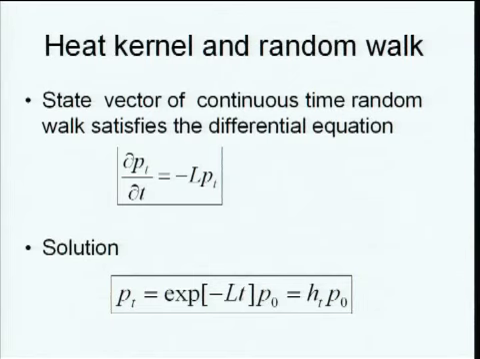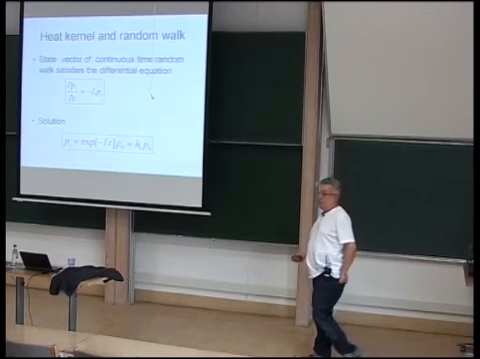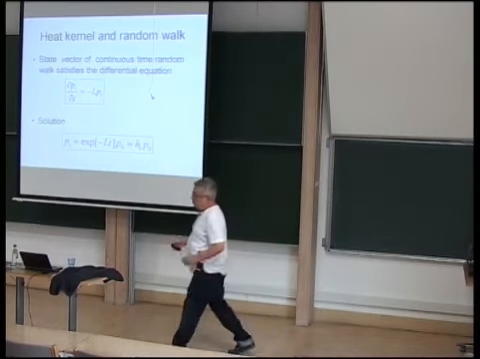And if we solve this differential equation in a similar way to the way in which we solved the one on the previous slide, then the state vector at time t is just e to the minus Lt times the state vector at time 0, and we know that e to the minus Lt is just the heat kernel. So the heat kernel controls the evolution of the state vector of the random walk with time, and since the heat kernel can be written in terms of the spectrum of the Laplacian matrix, it's the spectrum of the Laplacian matrix that determines the properties of the continuous time random walk.